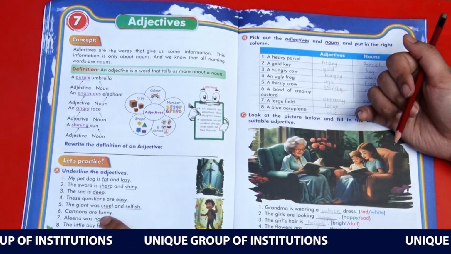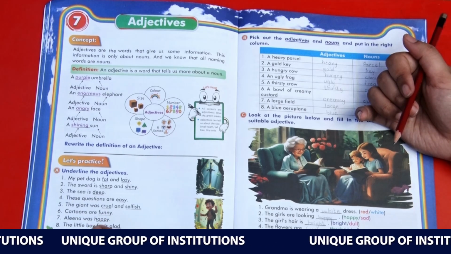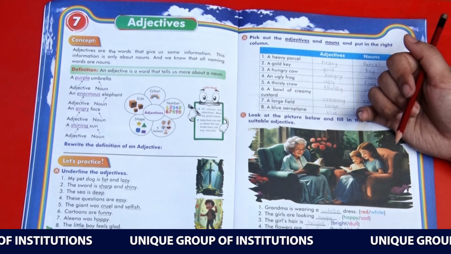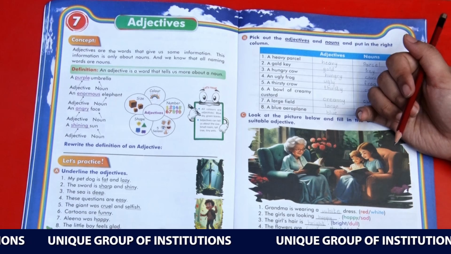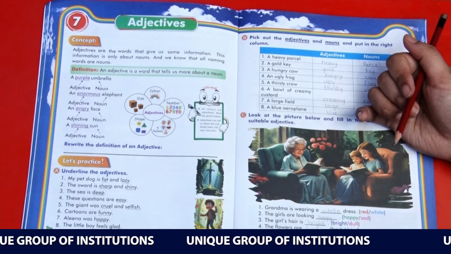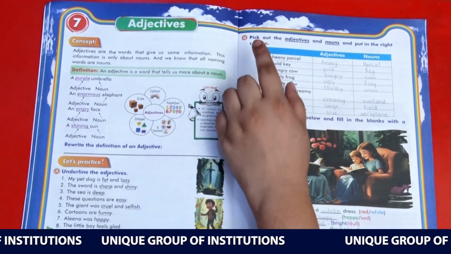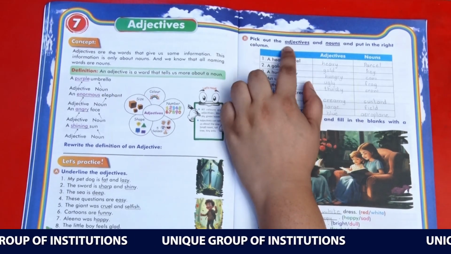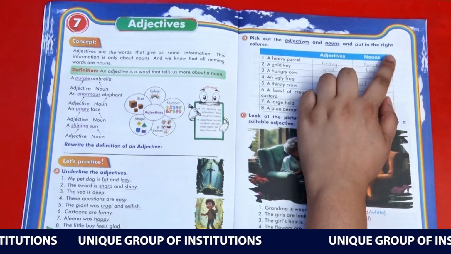Cartoons are funny. Funny is the adjective here. Alina was happy. Happy is the adjective here. The little boy feels glad. Glad is giving information about the little boy, so it is the adjective word here. Moving on to the next page. Our first task here is to pick out the adjectives and nouns and put them in the right column.